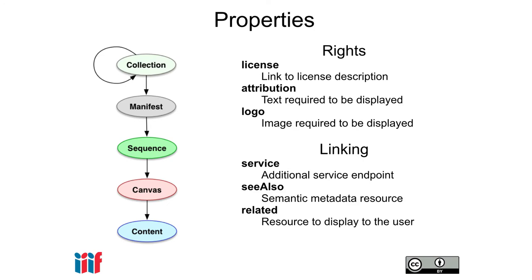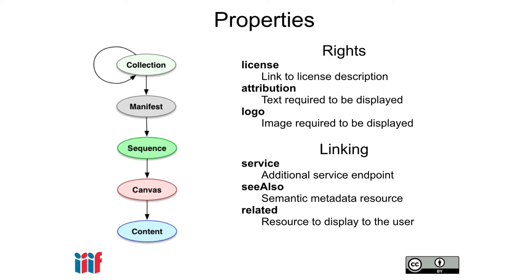We also, of course, let you bring out licensing and attribution data. License is intended to be a URI that links out to more information about what your rights are with this thing. And then attribution, our spec says, must always be displayed alongside the object, or somewhere on the screen with it. A logo obviously is nice for branding as well when you're pulling content from different sources.